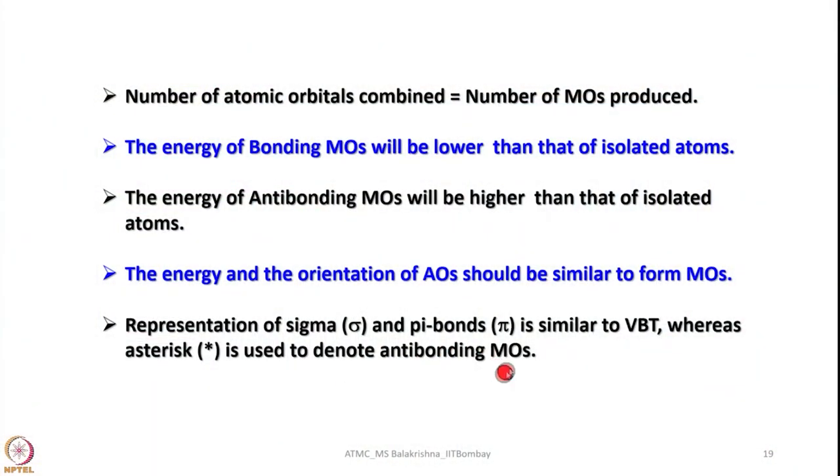Representation of sigma and pi bonds is similar to what we use in valence bond theory. For sigma bonds we use the Greek symbol sigma, and for pi bonds we use pi, whereas for antibonding, irrespective of whether sigma or pi, we put a star as a superscript on the right side of that symbol. While filling molecular orbitals, similar to atomic orbitals, the Aufbau and Pauli's exclusion principles and Hund's rule should be followed, and you should remember, the higher the bond order, the stronger is the bond. Bond order is nothing but the number of electrons in the bonding molecular orbitals minus the number of electrons in the antibonding molecular orbitals, divided by 2.